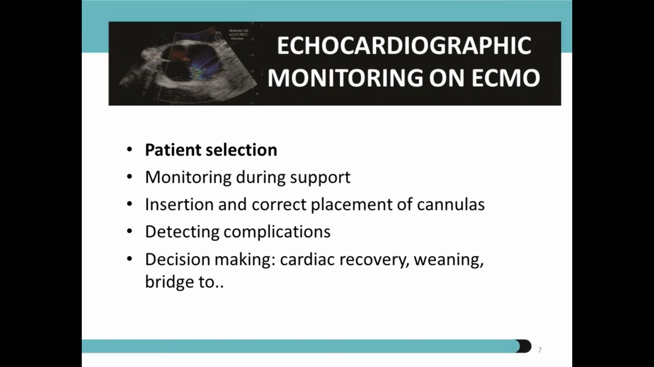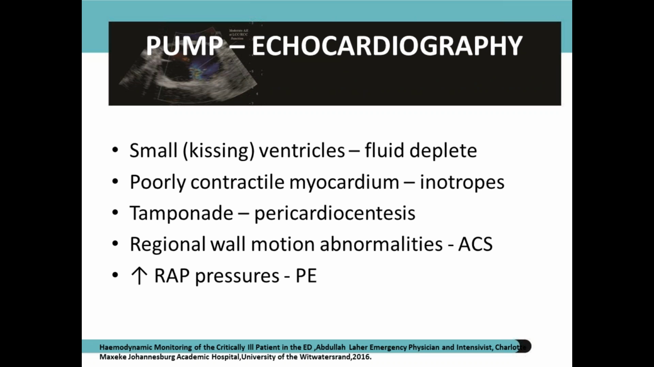One of them was patient selection. The other was monitoring the ECMO support. The third was insertion and correct placement of the cannulas. The fourth was to detect complications during ECMO. And the last was to make a decision whether to wean off ECMO or not. And to wean off ECMO, you see a few things. Just as you wean off cardiopulmonary bypass, what is the right time for the trial off ECMO? So what is the best view?